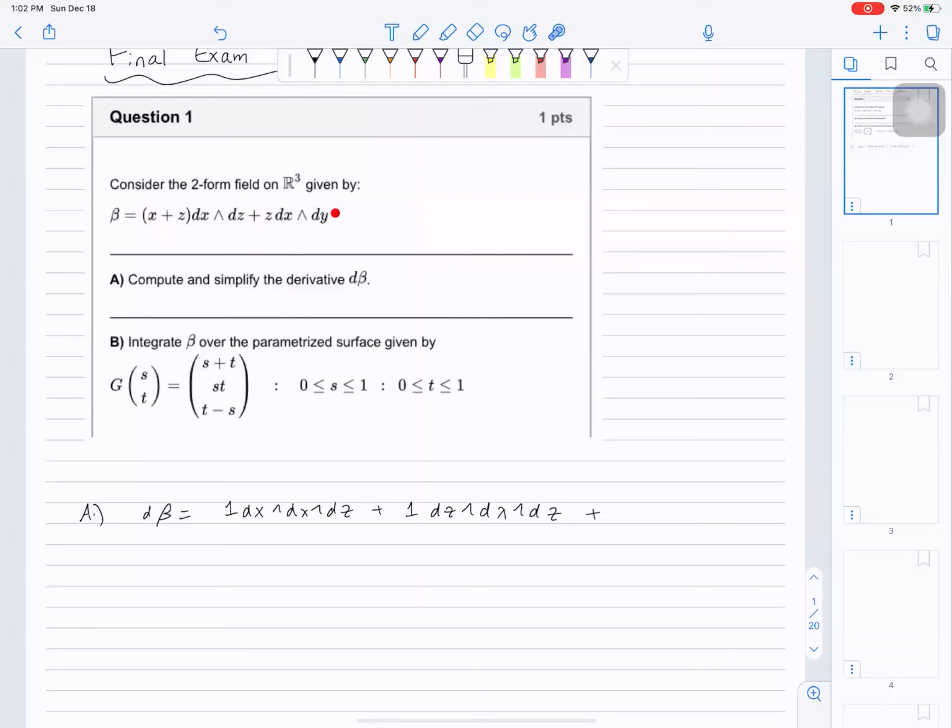Plus, now I look at my second expression and I have a z in there. So I'm going to take the partial with respect to z, which gives me 1 dz. And then I add on the other wedges, dx wedge dy.